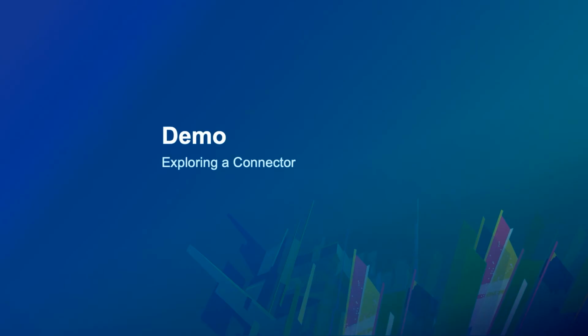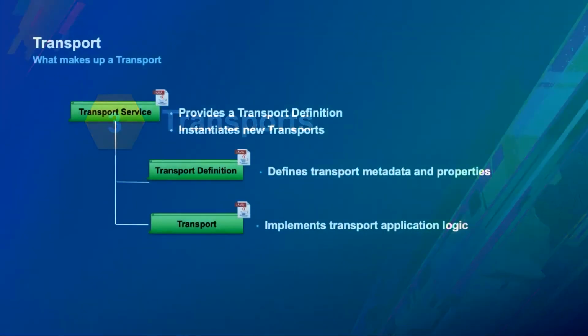All right. So now let's talk about transports. We have mentioned transports and adapters when we described connectors. So let's take a look at what a transport does. Its basic function is simply to move data in and out of the GeoEvent server. Programmatically, it has three basic pieces. The transport definition. This is the class which provides metadata and the properties of the transport.